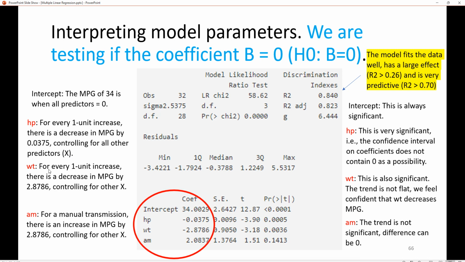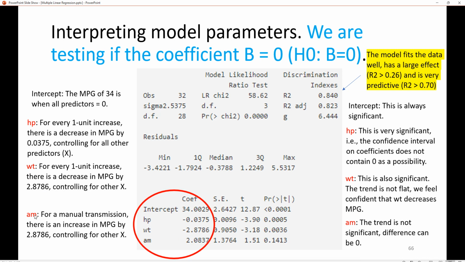And how we'd interpret WT, which is weight: for every 1 unit increase, there is a decrease in MPG by 2.8786, controlling for all other predictors. And when we look at the coefficient for weight, that value is negative 2.8786.